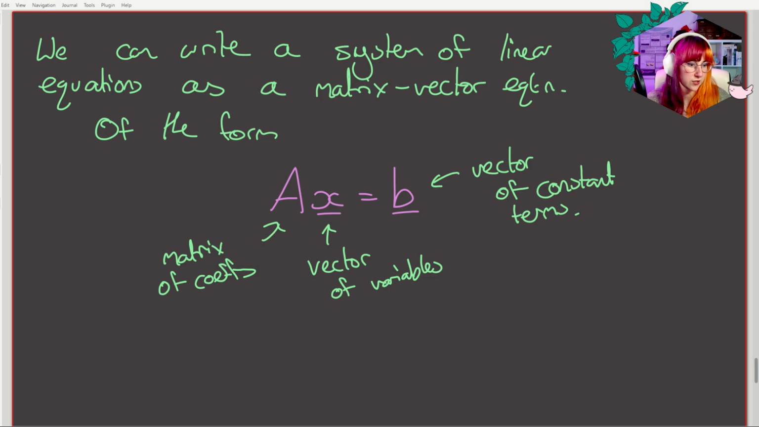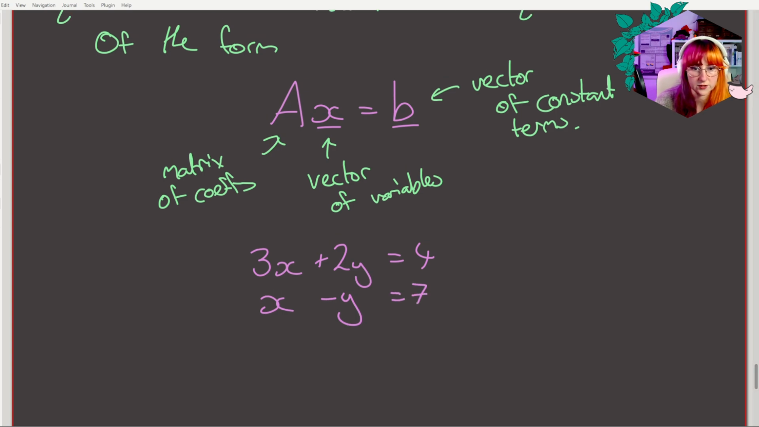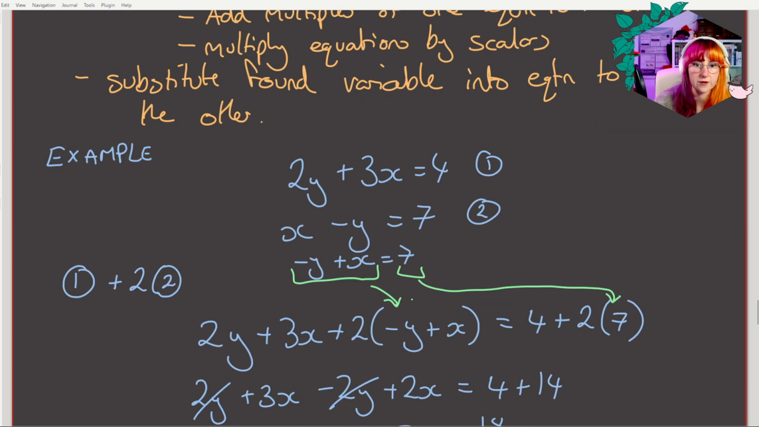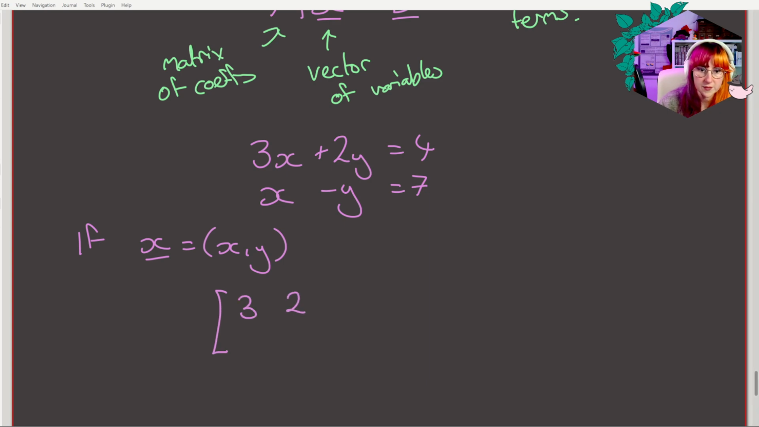If we go back to our equations that we had before, we had 3x plus 2y is 4, and x minus y is 7. I think I've got those the right way around. 2y plus 3x is 3x plus 2y, yeah. So I've written them intentionally in an x plus y form. If the vector x is (x, y), then if I were to do this matrix multiplication, what do I get?